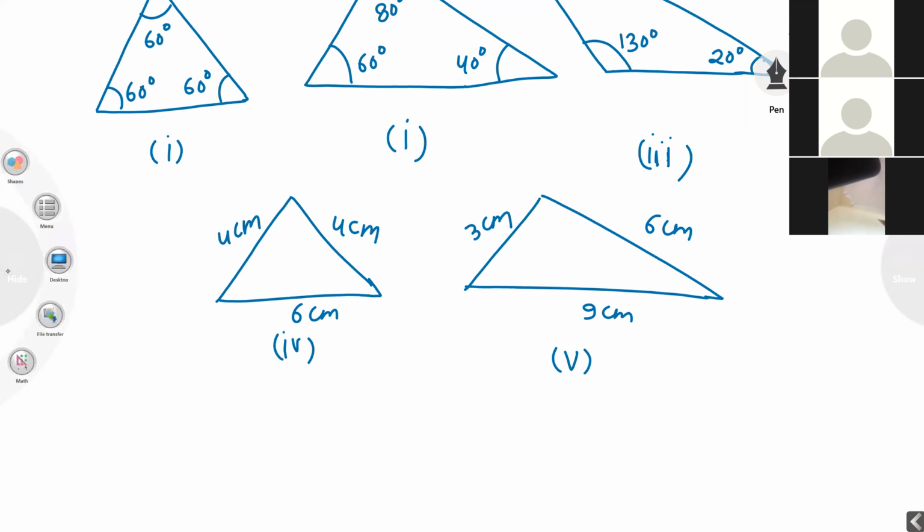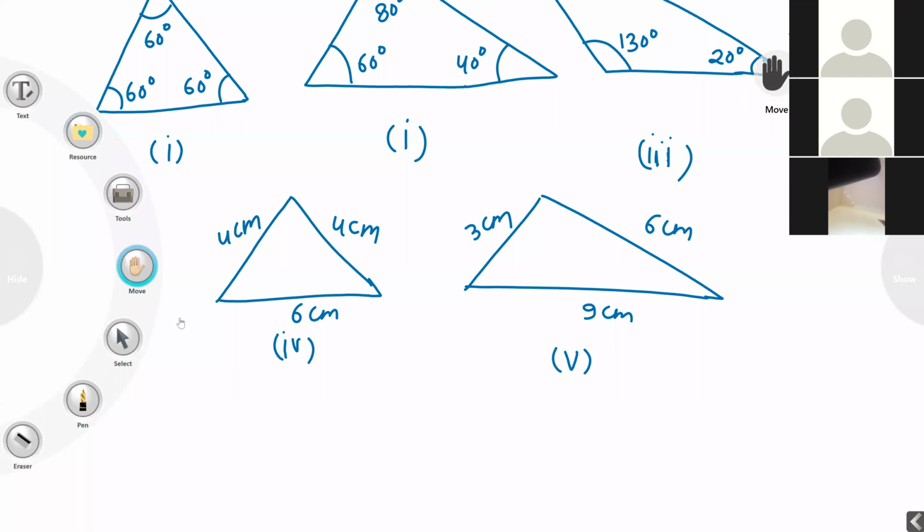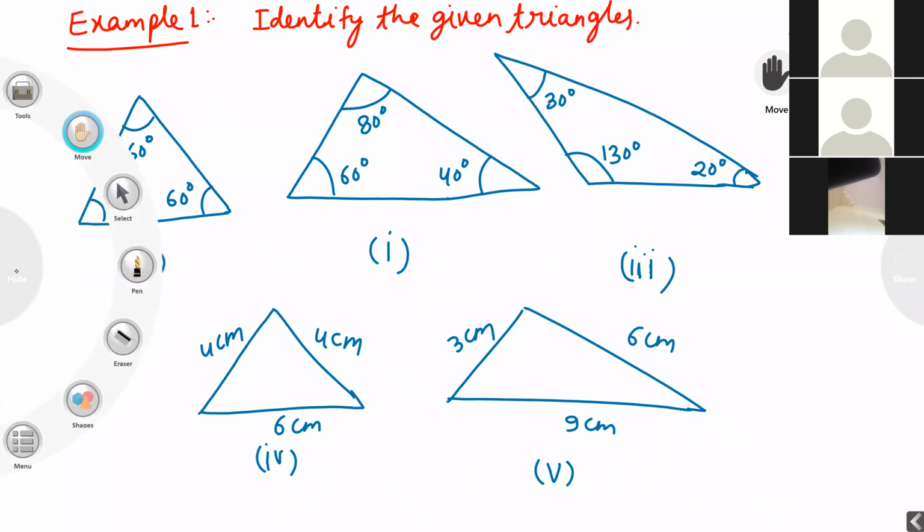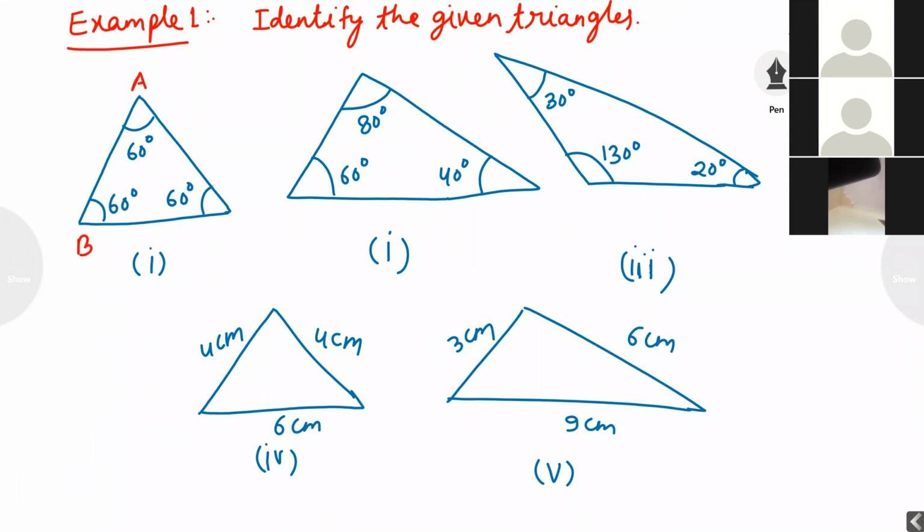Draw this figure, everyone, and tell me what is the name of these given figures. Which triangle is that? Triangle ABC, PQR, XYZ, DEF, MAT.